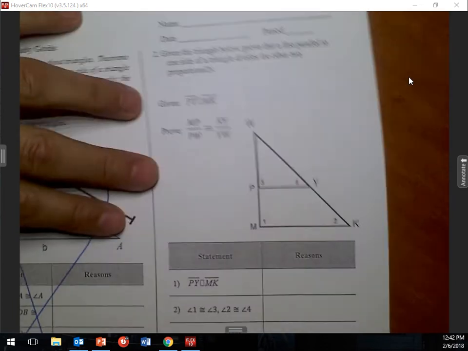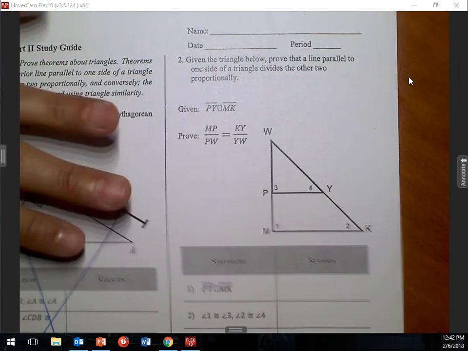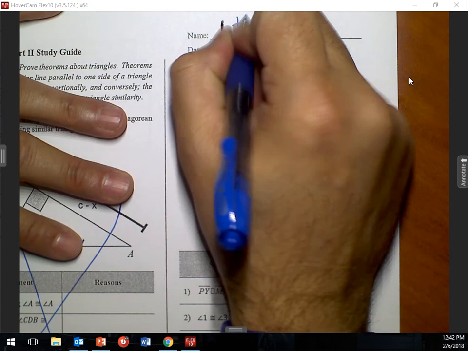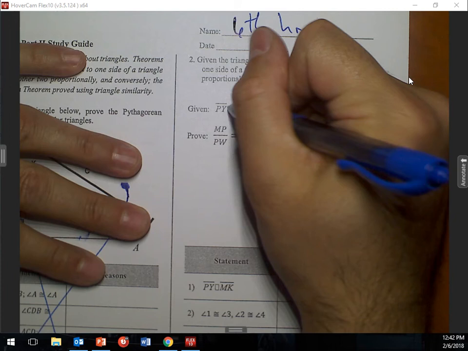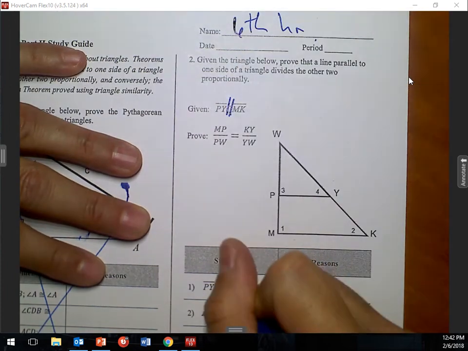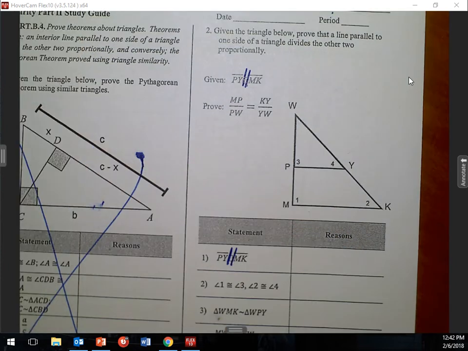All right, so for number 2, this is my 6th hour. There was one typo right here, so it should be a parallel symbol. And we said in our notes this would go along with page 25, right? So everyone has page 25 open, and we're looking at the notes we did for this. Let's see if we paid attention. What is the first thing in a 2-column proof?